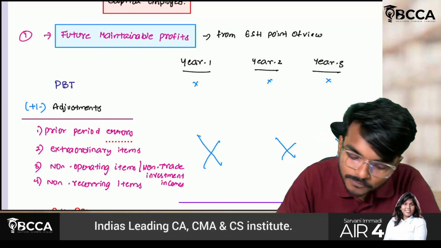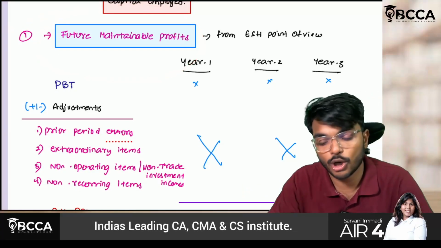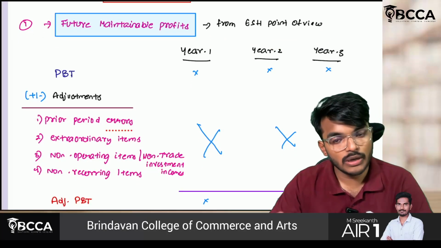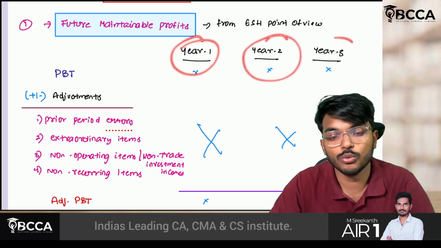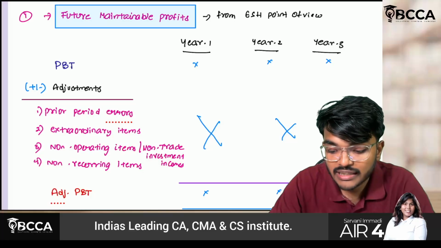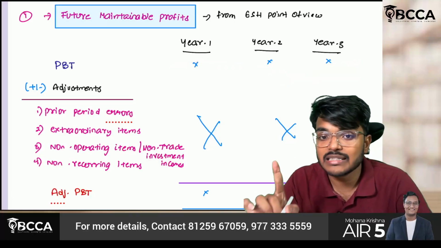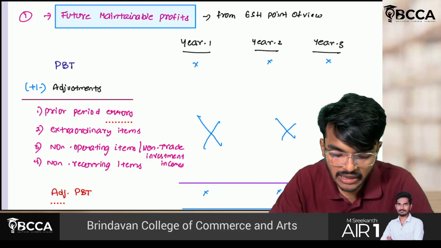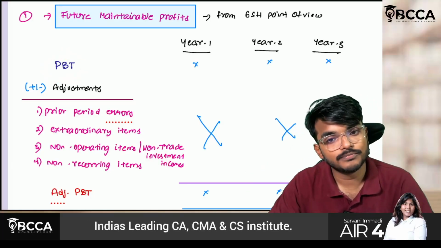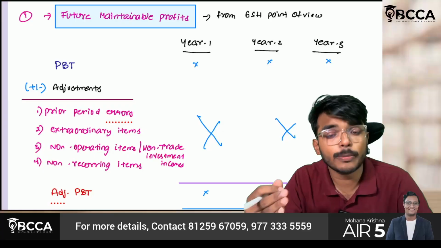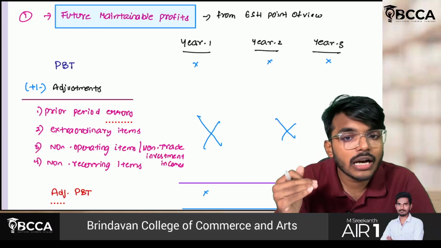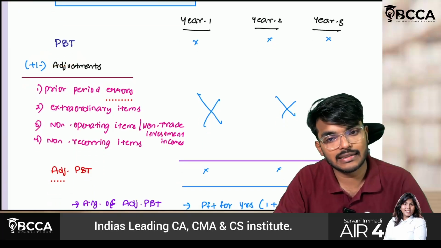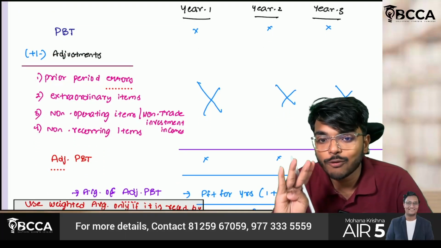Then I have said that this future maintainable profits you have to calculate from the equity shareholders' point of view. First we understood year 1, year 2, year 3. These are past years' profits. First we will be starting our calculations with profit before tax. Sometimes in the question they may give you profit after tax, but you have to start our calculations with this profit before tax. You have to only make 4 adjustments.